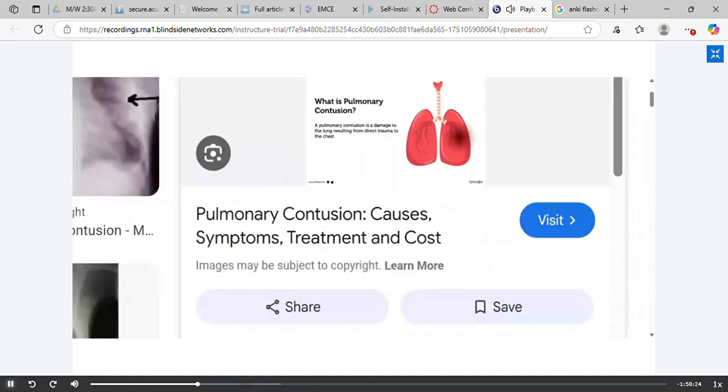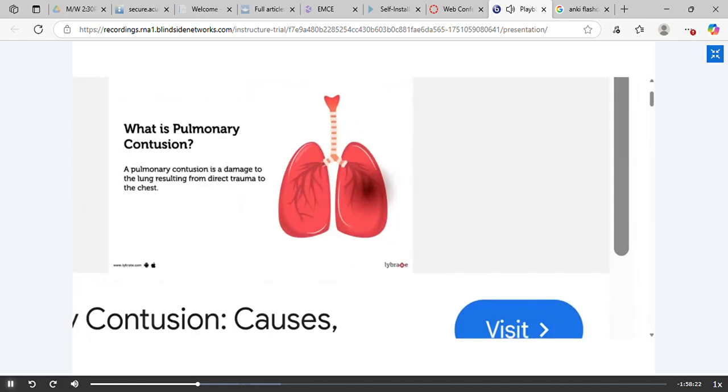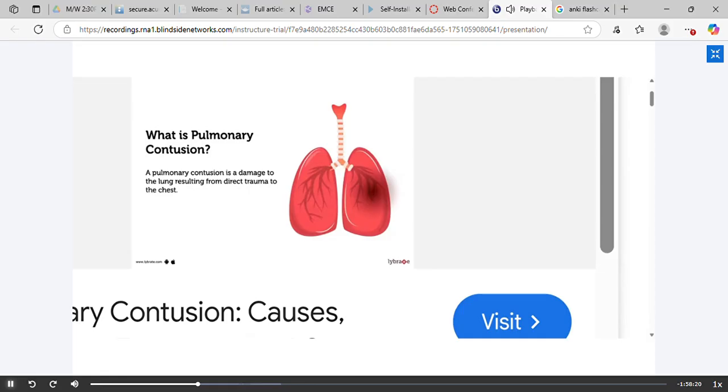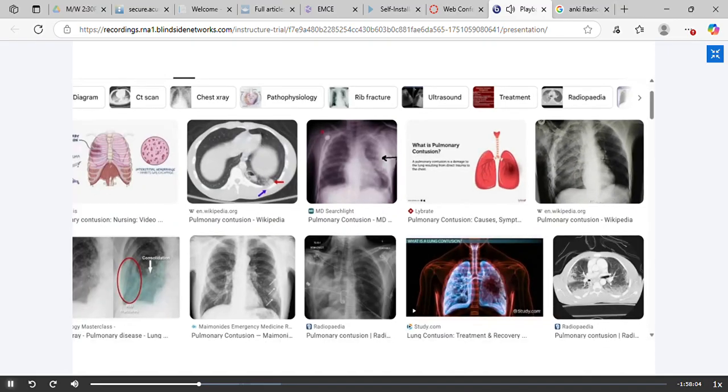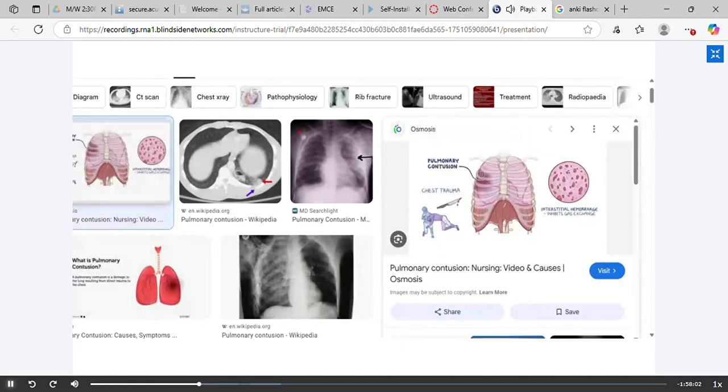And this is basically what it is. You can just kind of think of it as a bruise to that area of the lung. Okay. And that area of the lung right there is not, like I said, going to have as good of gas exchange as other parts that are unaffected. So they're going to have shortness of breath, probably going to have pain to the chest from the mechanism itself.